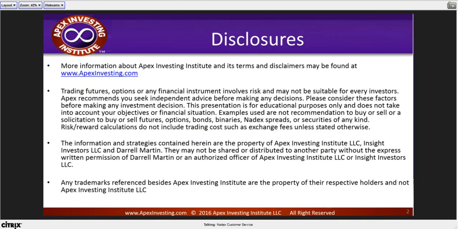And if you want to find out more about Apex and see our full risk disclaimer, go to apexinvesting.com. Obviously, trading in futures, options, swaps, anything has risk. Make sure you know what you're doing before you do it. And this is unique information presented by Apex.